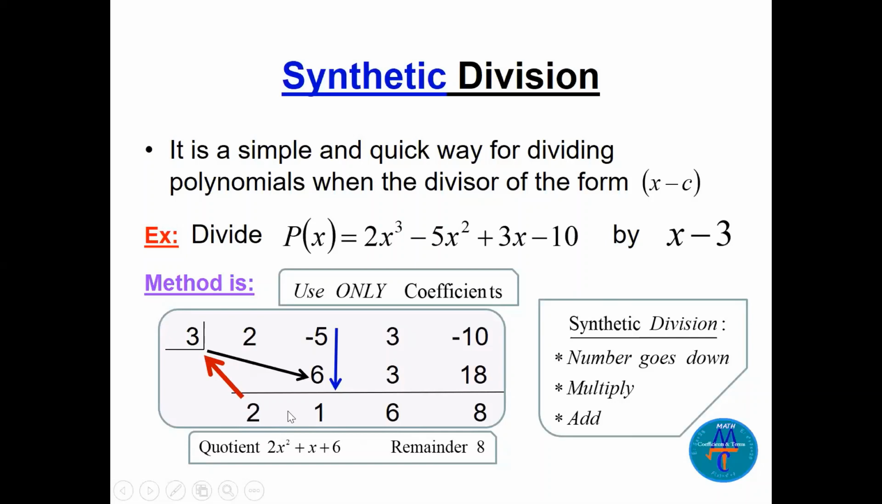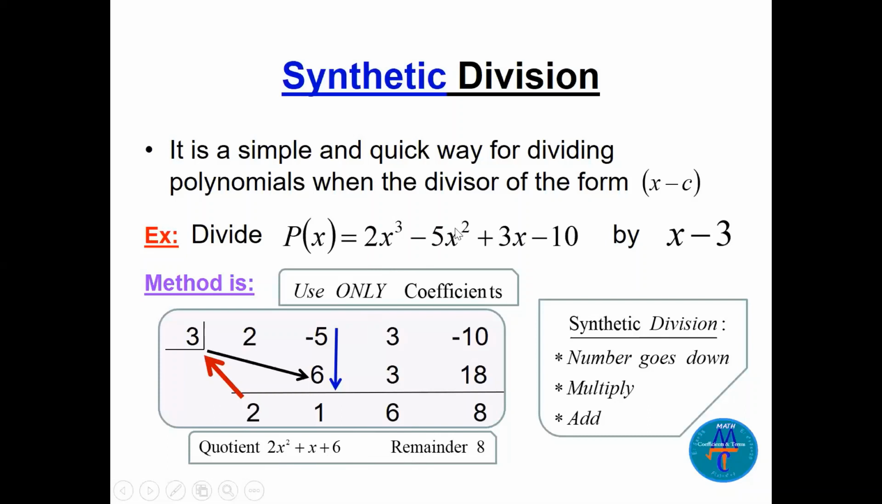And this is the quotient, see, 2x squared. Why x squared? Because we go less by 1. X cubed, the quotient will be squared. If this is x power 5, the quotient will be power 4. If this is x power 6, the quotient will be x power 5. So this one, 2x squared plus 1x plus 6, that's the quotient and that's the remainder.